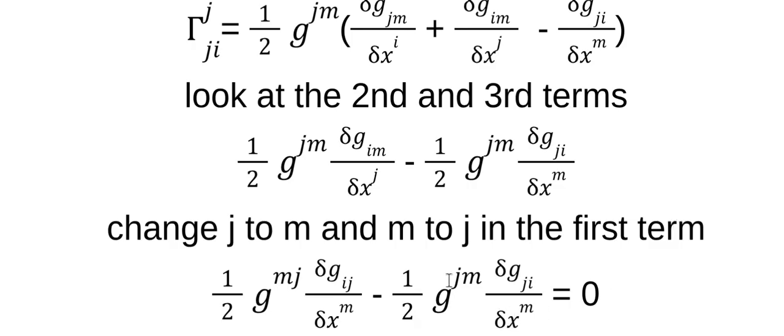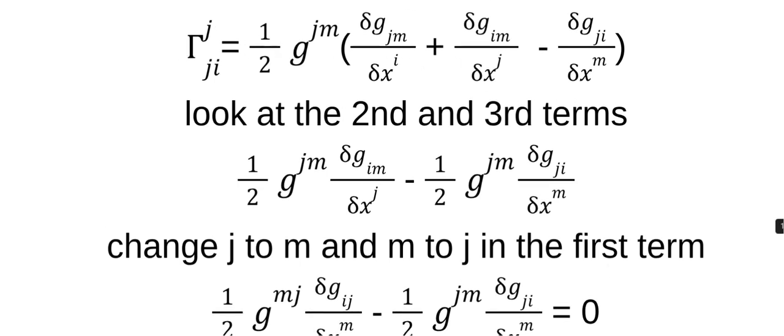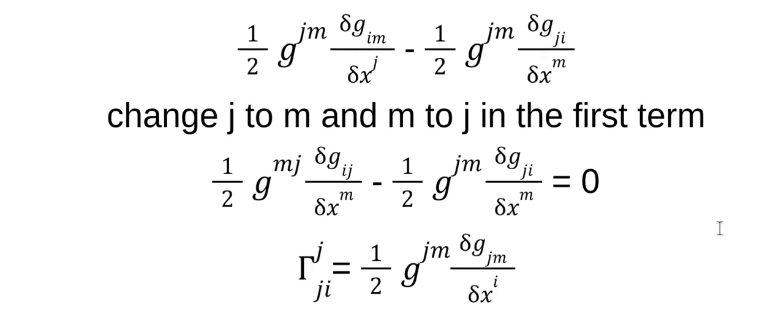Now, given the symmetry of the metric tensor, right? GMJ is the same thing as GJM, and this GIJ is the same thing as GJI. So these two things just cancel. That only leaves this part. So that was the proof.